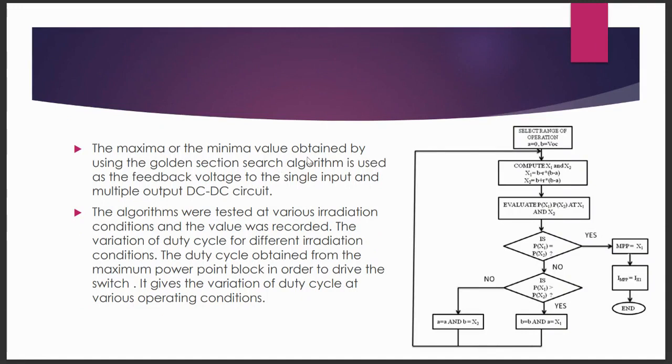The maximum or minimum value obtained by using the golden section search algorithm is used as the feedback voltage to the single input and multiple output DC to DC circuit. So here is where the application of golden section search lies, in giving the feedback voltage. The algorithm was tested at various irradiation conditions, and variation of duty cycle was recorded for different irradiation conditions.